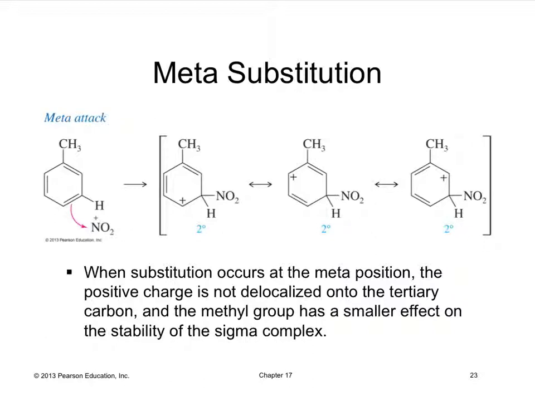If we look at the meta attack, here's your reaction. You have a tertiary, this moves again, and no matter how much it moves, you always have each time a secondary carbocation being formed in the resonance structures. As a result, it's not as favored as the ortho and para.